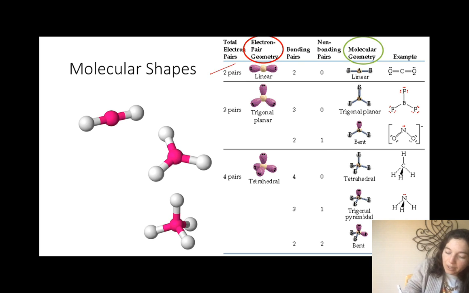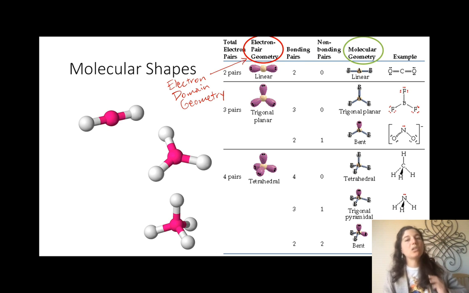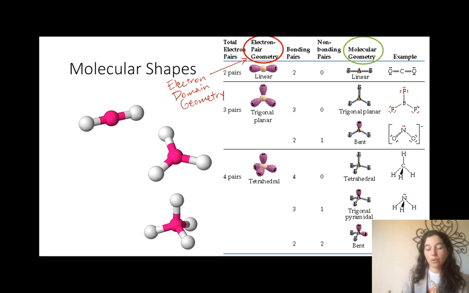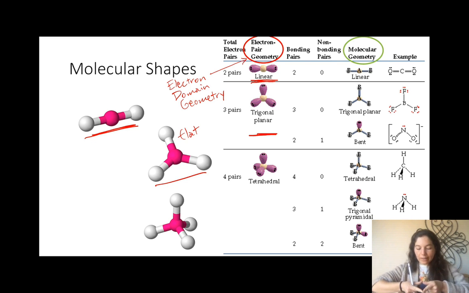So this is what we call here an electron domain geometry. Now I know it says electron pair geometry, but it's the same thing, electron domain geometry. And this describes the location where electrons reside around a central atom inside of a molecule. So we have linear, which is flat like this. Here's our linear. We have trigonal planar, which is also flat. So it's just like a triangle, a flat triangle, kind of like this with atoms at each corner.